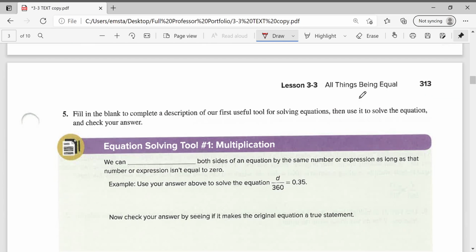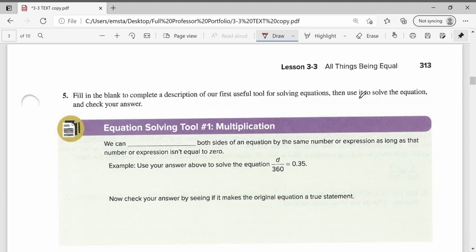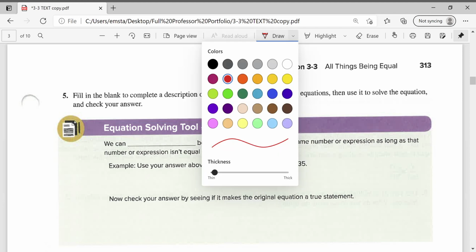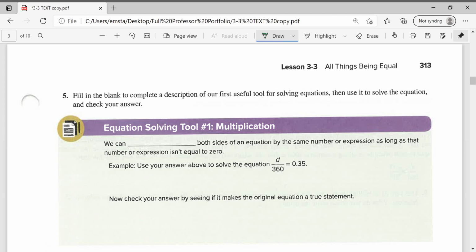So that's what they're going to bring together for us in this purple box. These purple boxes are always helpful because they give you steps or what you've been dealing with, the rules that we've been learning. So what we just learned is that we can multiply both sides of the equation by the same number as long as it isn't 0. So they give us an example here. I have d divided by 360 equals 0.35.